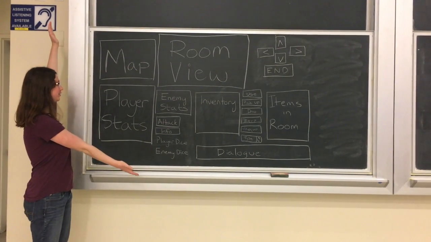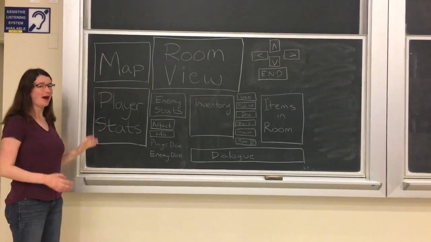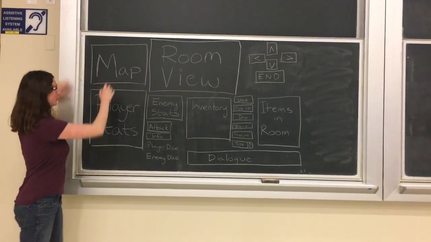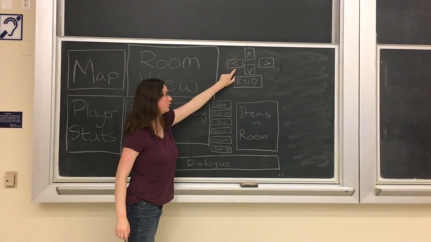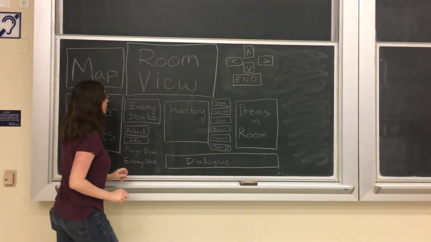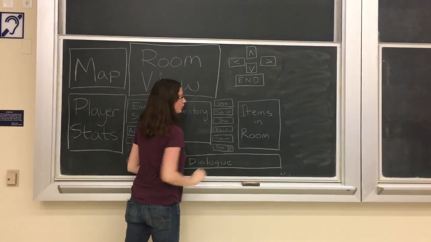This is the basic layout of the GUI. In the upper left, we have the map, which will update as you move through the room. You move through the rooms using the movement buttons, which are up here. As you move into a new room, the room view and the items in room will update.